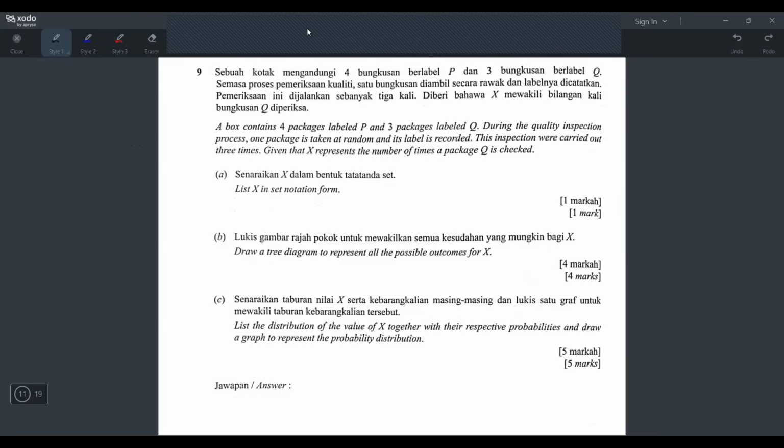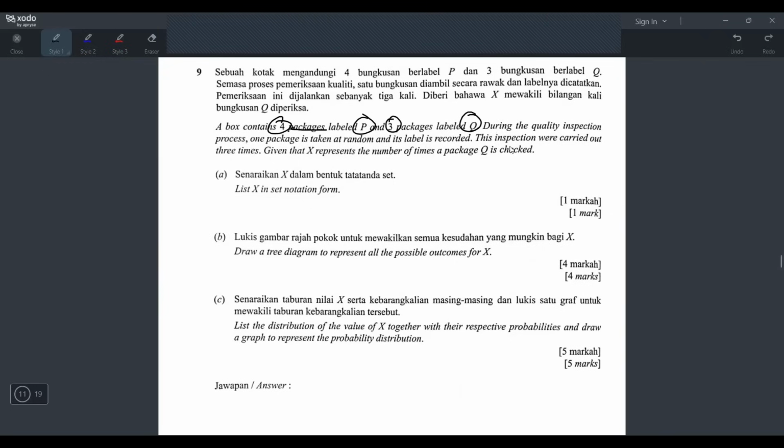Okay, this is question number 9. So let's read the question. A box contains 4 packages labeled P, and 3 packages labeled Q. During the quality inspection process, one package is taken at random and its label is recorded. So if you take one package only, you either get the P label or the Q label.